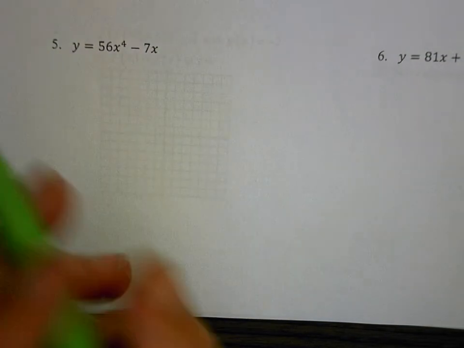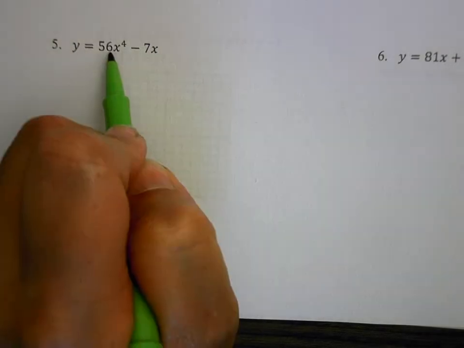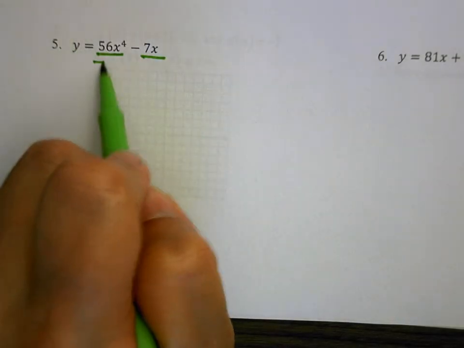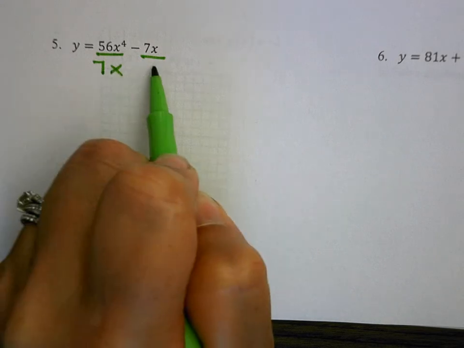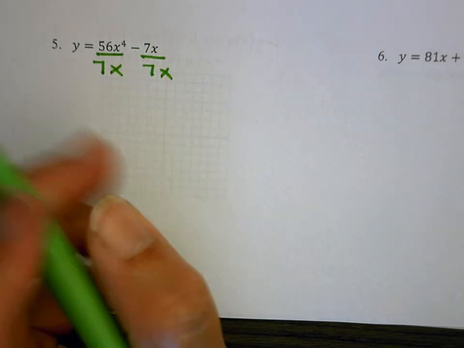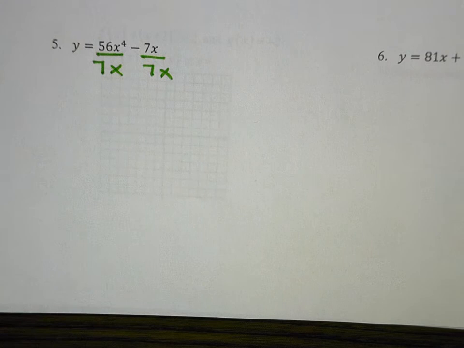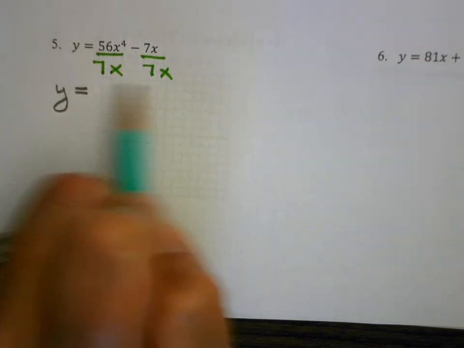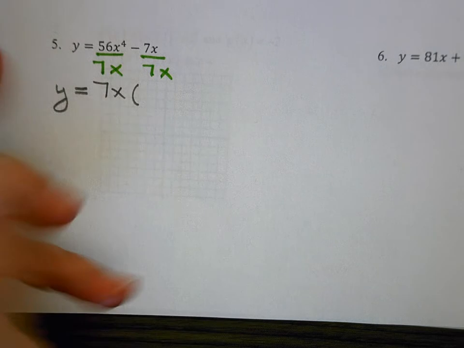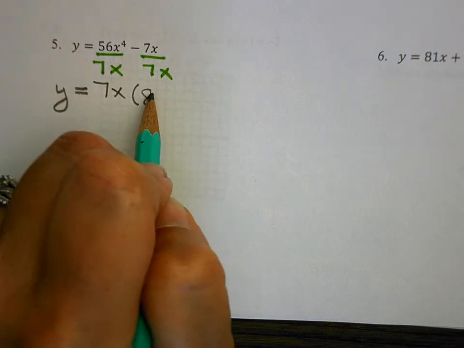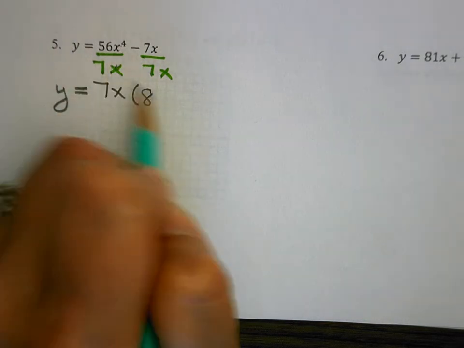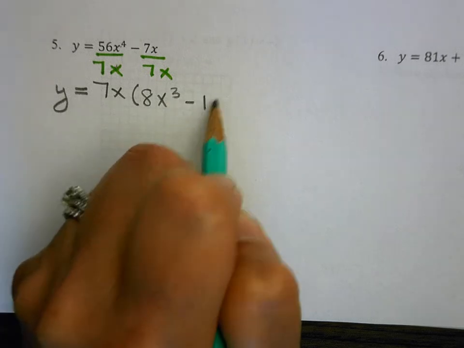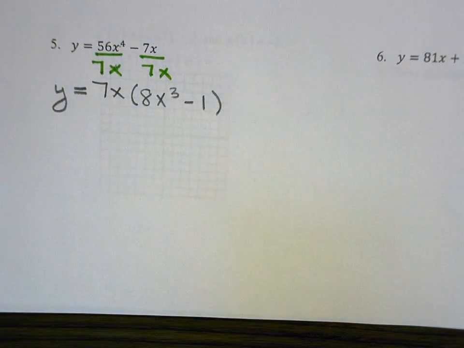Okay, there you go. So for GCF, what can I divide out of both of those? I can divide a 7x out of both, right? Okay. So when I do that, I will get my GCF and then divide it. So 56 divided by 7 is 8, and one of those x's will reduce, so that gives me x cubed. And then negative 7x divided by itself is going to be 1, so negative 1.